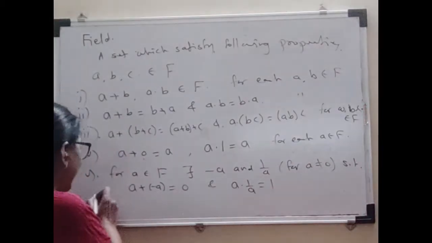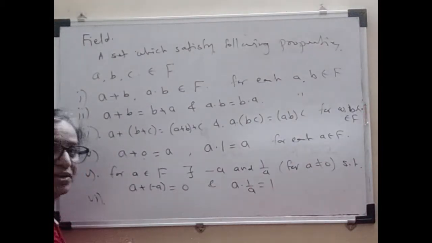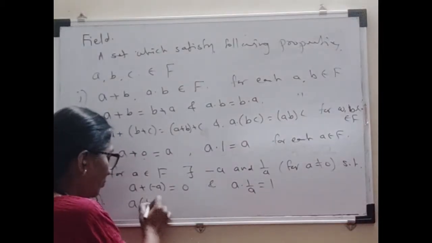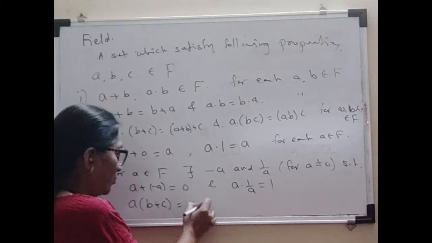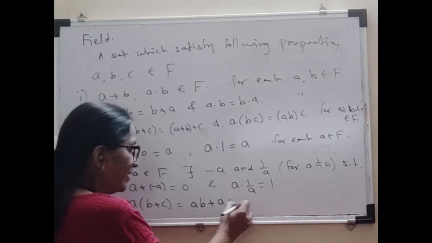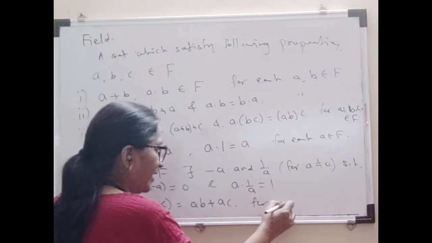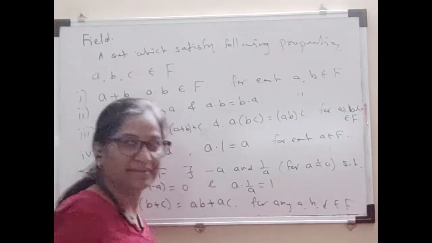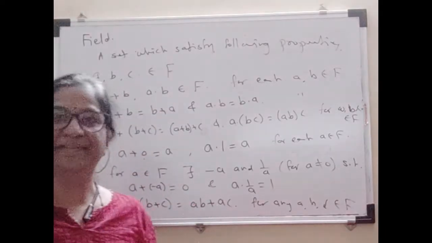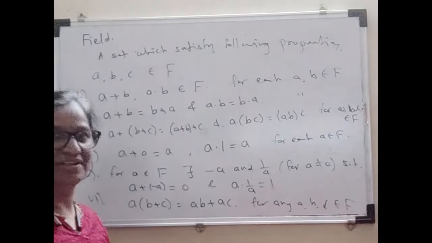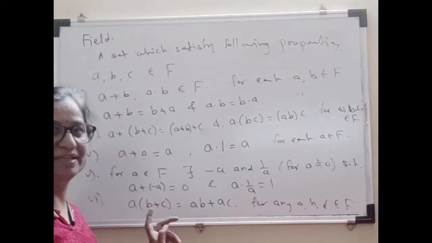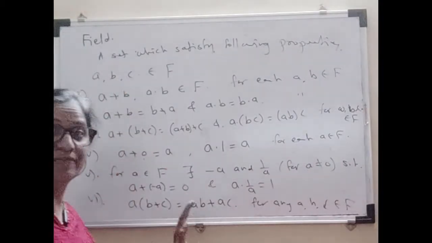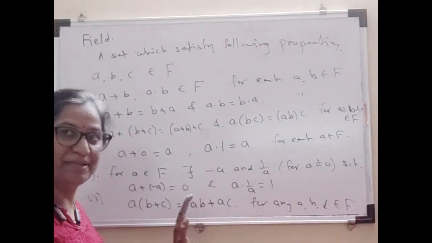And now the last one is distributivity. So what is distributivity? a into b plus c should be equal to ab plus ac for any a, b, c belonging to F. So if a set satisfies all these conditions, then we say that F is a field. So what are these conditions? What are the axioms? These are also called field properties.